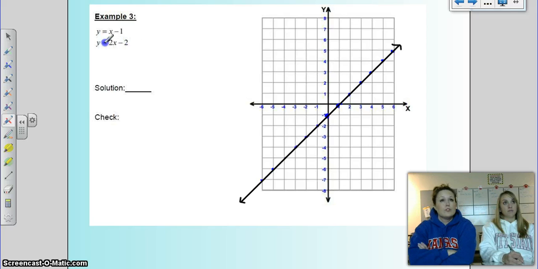Next we'll do 2x minus 2, so down to negative 2, and it's up 2 over 1. Again, I see my point of intersection right there, but we still haven't made a mistake. 2 over 1.